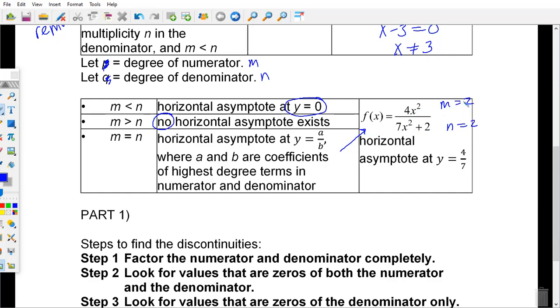Notice that M and N are the same. So all that's telling you is you're taking your leading coefficients and dividing them. What is the leading coefficient here? 4. What is the leading coefficient here? 7. So your horizontal asymptote is at 4/7.